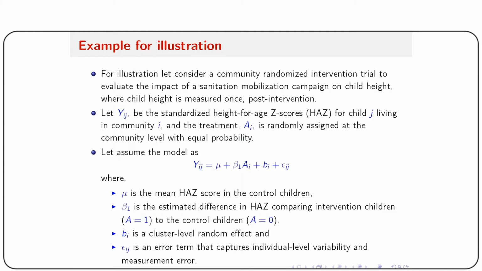So let's assume the model as Yij equals mu plus beta 1 Ai plus Bi plus epsilon ij, where mu is the mean height-for-age in the control children, beta 1 is the estimated difference in height-for-age Z score comparing intervention children, A equals 1, to the control children, A equals 0. Bi is the cluster level random effect, and epsilon ij is an error term that captures the individual level variability, the inter-individual variability and measurement error.